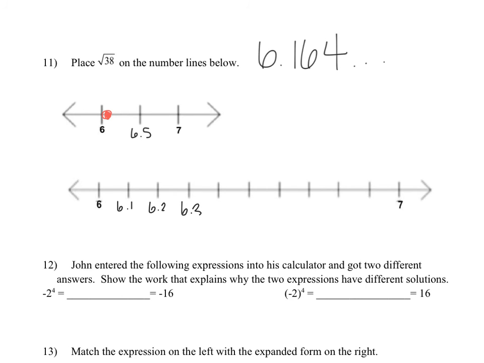But our second number line is a little bit more spread out because you chopped it into 10. 6.164 is more than 6.1, but less than 6.2. In fact, it's going to be about right there. It's a little bit more than halfway to 6.2. Use your calculator. It'll help you. Promise.